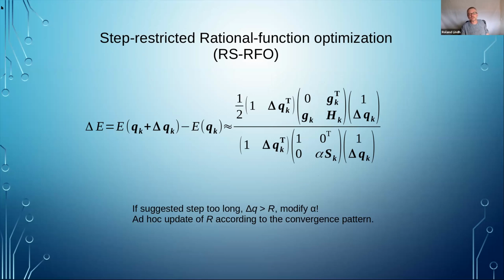When we have this restricted step rational function optimization, we have a parameter alpha here, which we change in the case that the suggested displacement is too long. We increase the alpha factor here and get it down such that it complies with that the suggested displacement, delta Q, is less or equal to our trust radius.